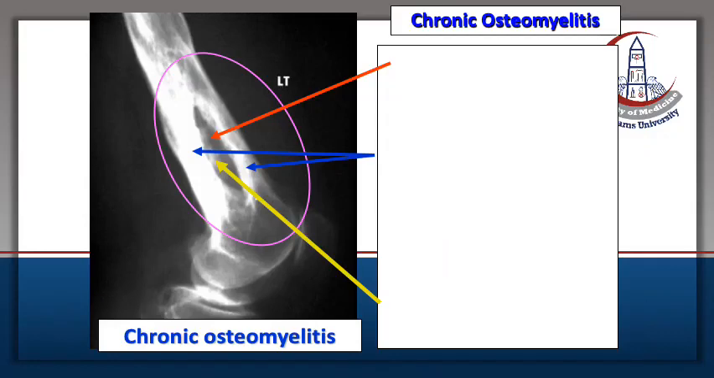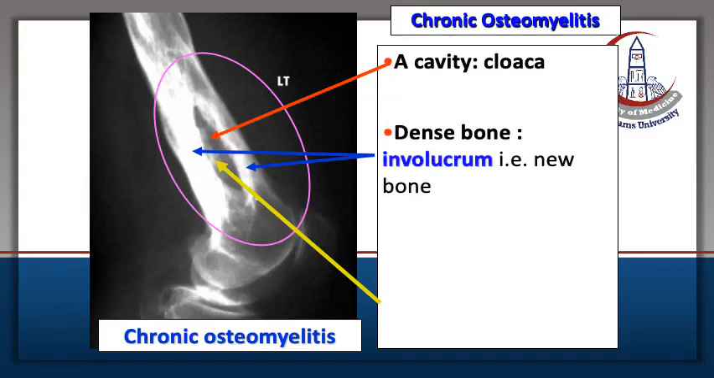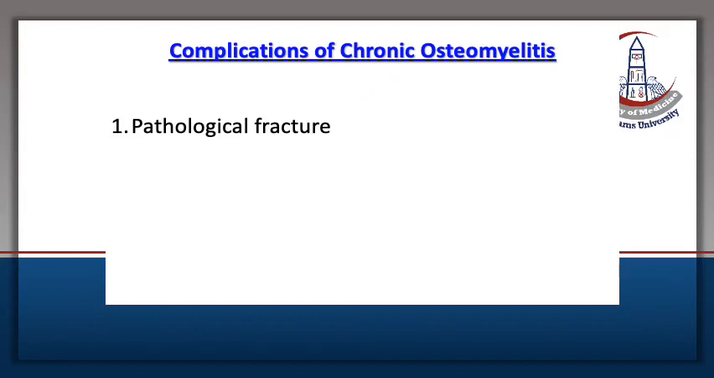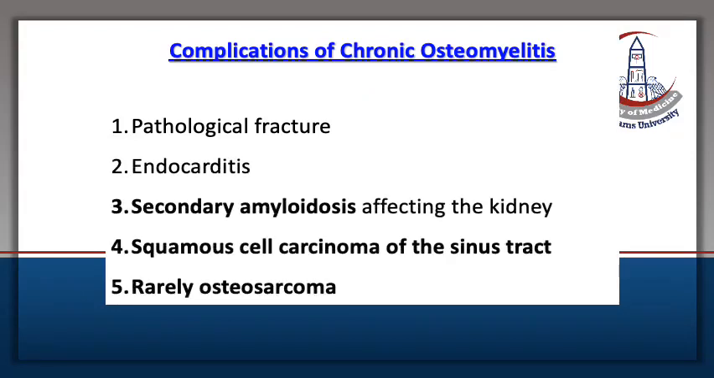With radiology, the red arrow points to the cloaca, the blue arrows point to the involucrum, and the yellow arrow points to the sequestrum. These are the complications of chronic osteomyelitis.